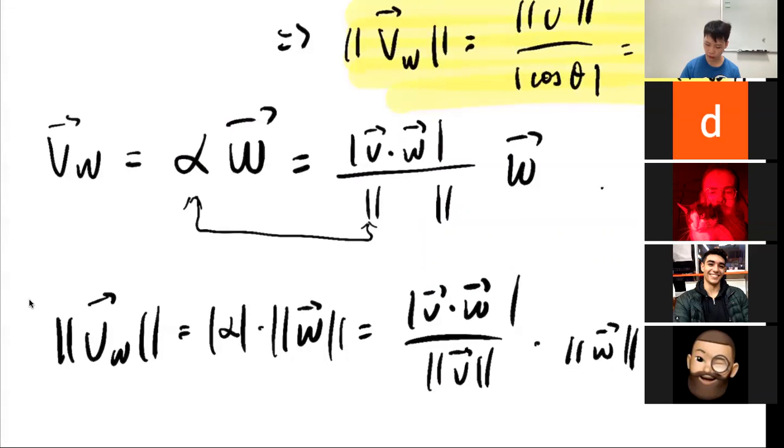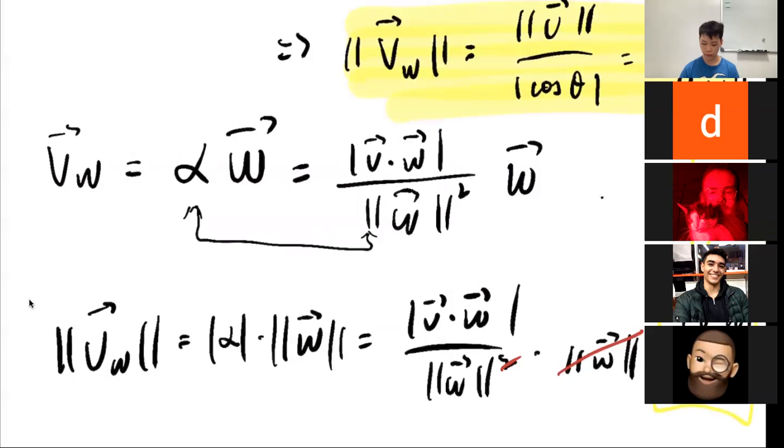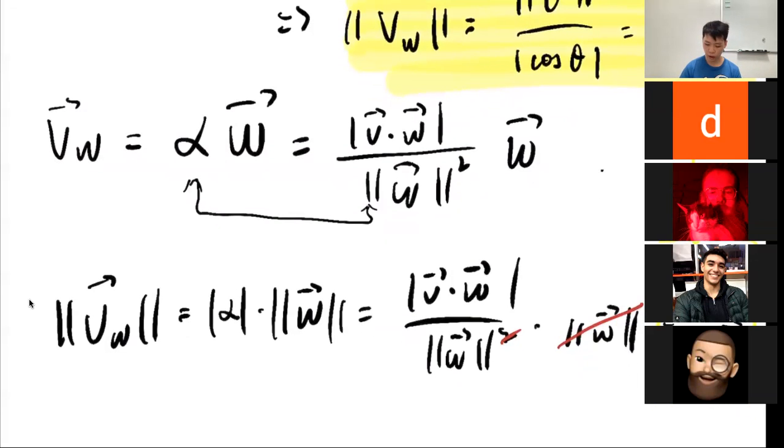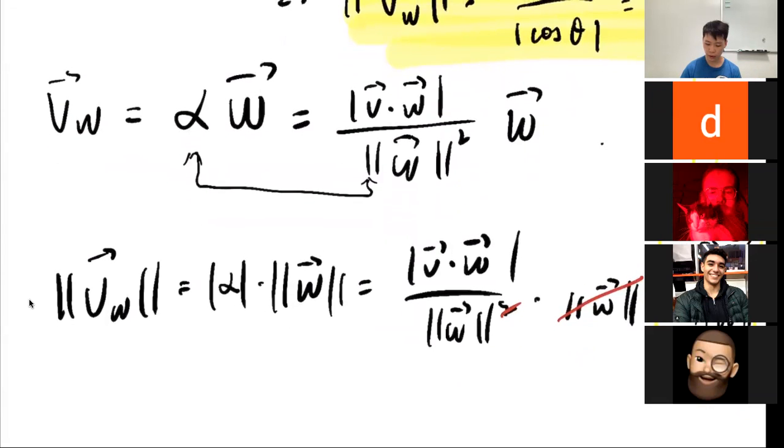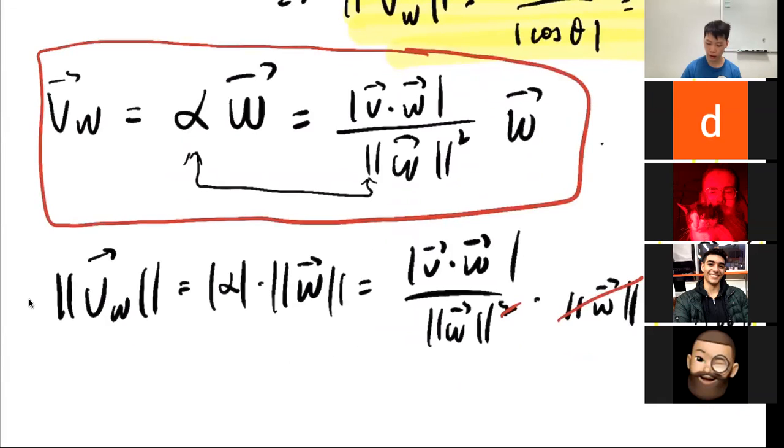Okay, sorry, I think this is W square. That would make sense, because in this case, one of the lengths of W would be cancelled out, and then the result is V dot W divided by the length of vector W. So this and this agree, it is consistent.